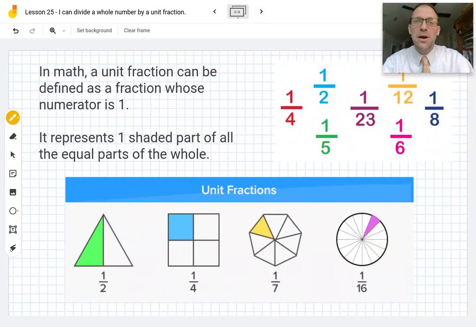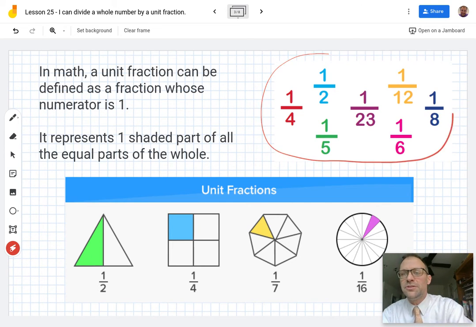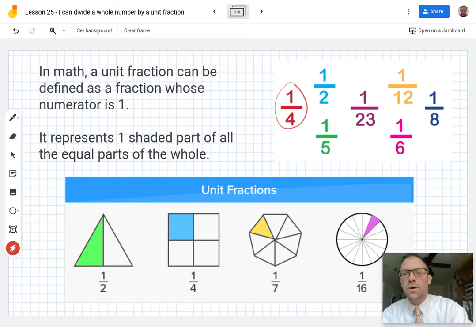Now, let's learn about what a unit fraction is, because remember, our divisors today are unit fractions. A unit fraction in math can be defined as a fraction whose numerator is 1. Look at all these examples over here. These are all unit fractions. 1/4, 1/5, 1/2, 1/23, and on and on. They're all examples of unit fractions.